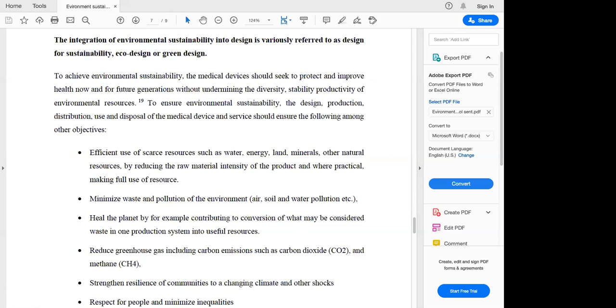And therefore, in your design or attempts to integrate or incorporate environmental sustainability into your products or devices, you should be able to seek to achieve, among others, some of these objectives. The design that you're talking about, the product itself in terms of its usability, recycling, transporting, should be efficient in the use of scarce resources, such as water, energy, land, minerals, and other natural resources, by reducing the raw material intensity of the product, and where practical, make full use of the resource.